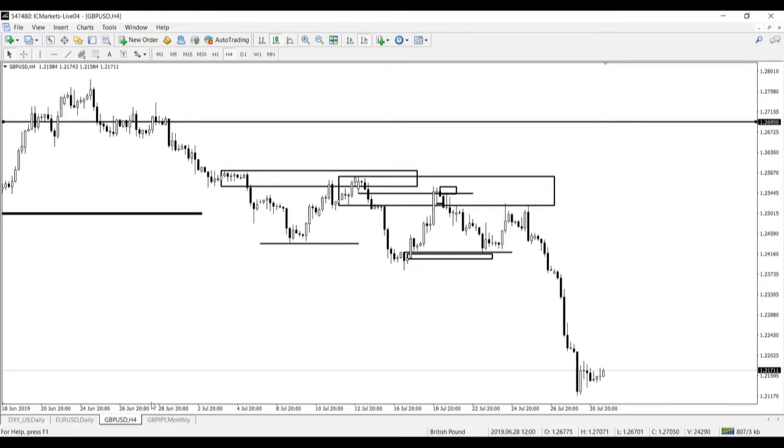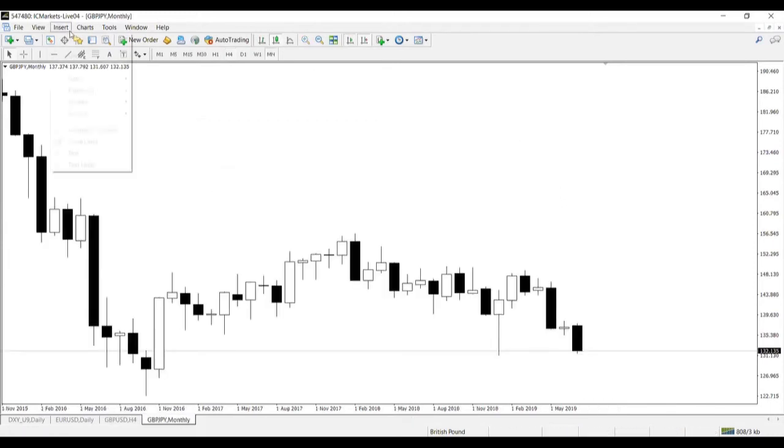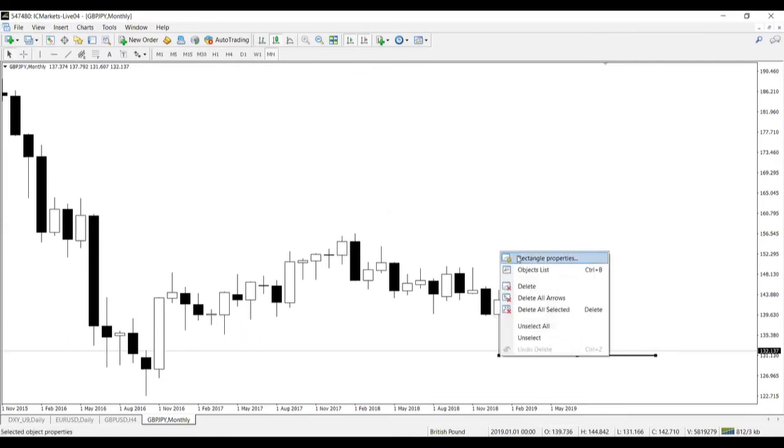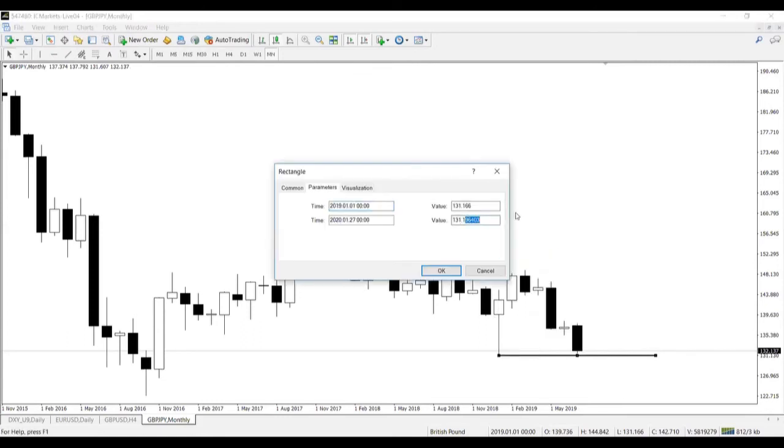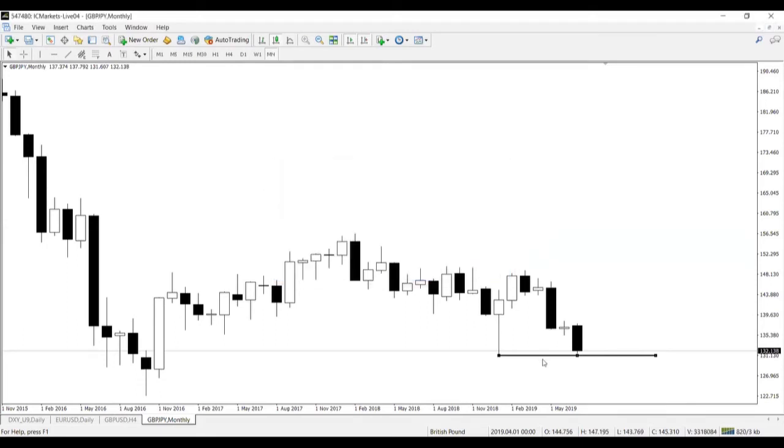And I want to go into GBPJPY. My initial target anyway was this liquidity low that was created in January. So this significant key low of 131.170. This is where the stops are resting, where the liquidity is. Those are the type of levels which I'm expecting price to head towards.